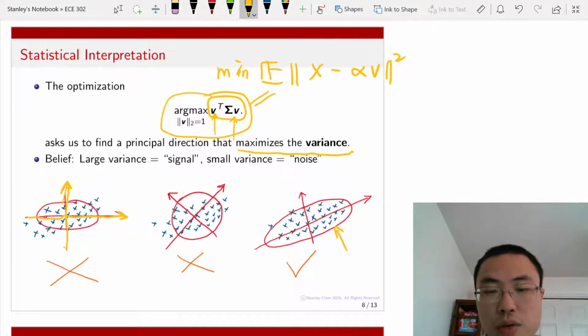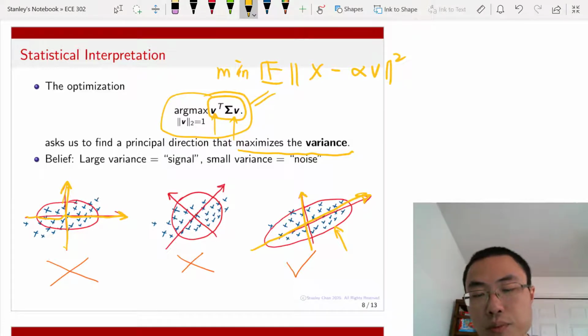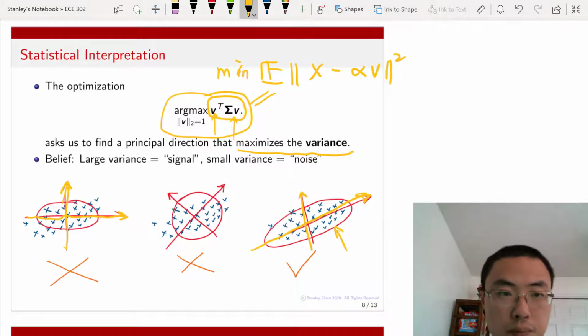Why? Because you're finding v1 and v2 that can make the variance as big as possible. Big variance means signal and small variance means noise. And so you are trying to maximize the descriptive power of your data by finding the right major and minor axes.